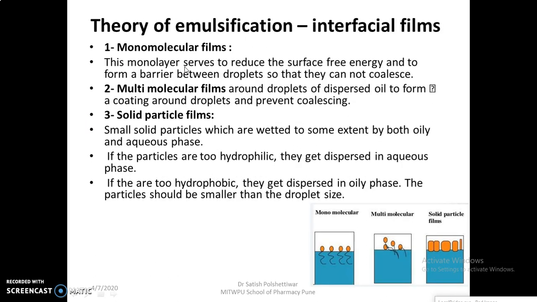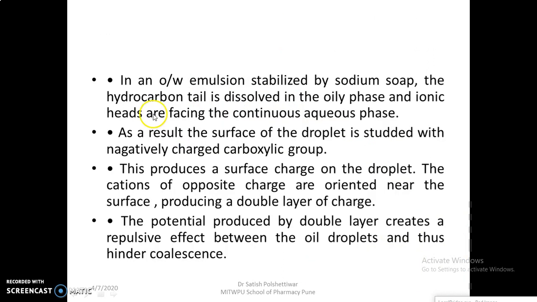This film we have discussed. It could be monomolecular, multimolecular and solid particle. You could see here, this is the particle. These are the globules, and how they are oriented in monomolecular, multimolecular and solid particle films. There are three interfacial films.